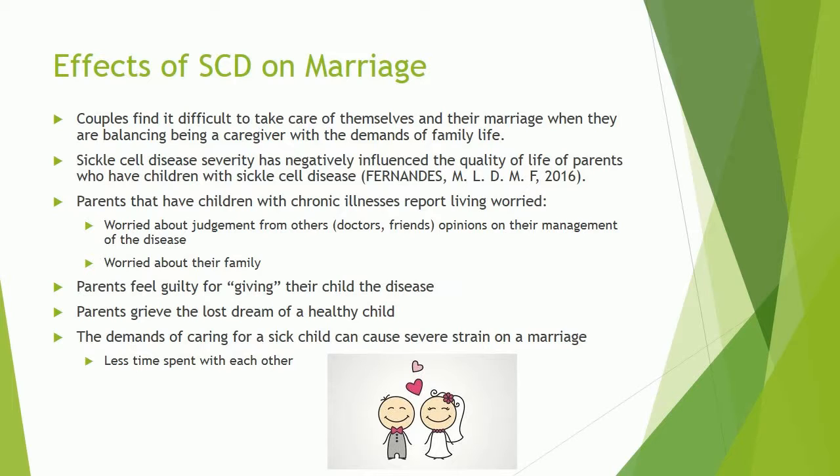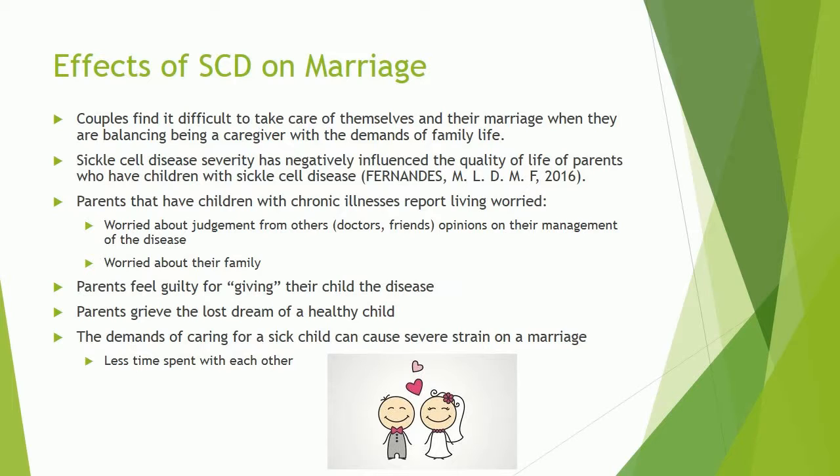Sickle cell disease severity has negatively influenced the quality of life of parents who have children with sickle cell disease. Parents that have children with chronic illnesses report living worried. They worry about the judgment they will receive from others on their management of the disease. Parents worry about their family and the future of their child with the disease. Parents feel guilty for giving their child the disease and often blame themselves for their child's suffering. Parents grieve the lost dream of a healthy child.